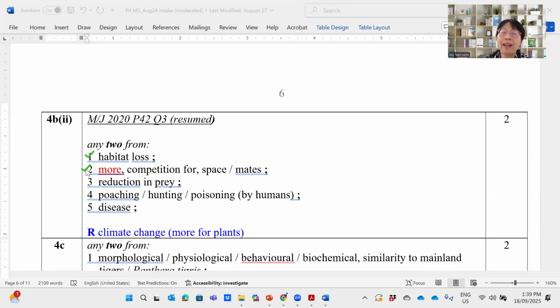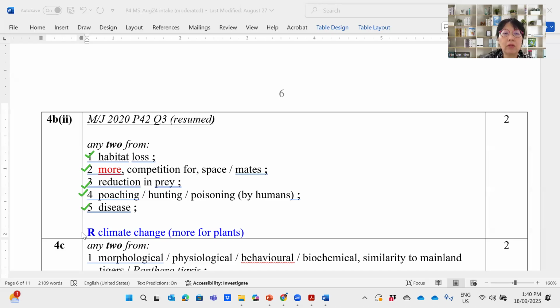This is animal, this tiger. They compete for what? They compete for mate, they compete for space, right? They compete for prey, yeah, right? Prey, okay? And then what else? Because of poaching, hunting, poison by human because of disease.